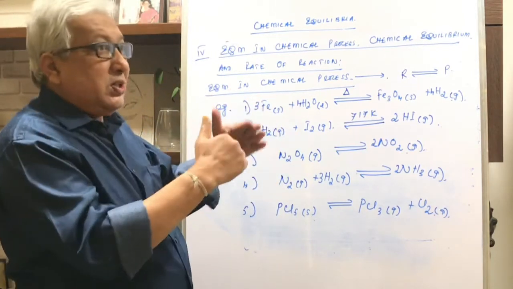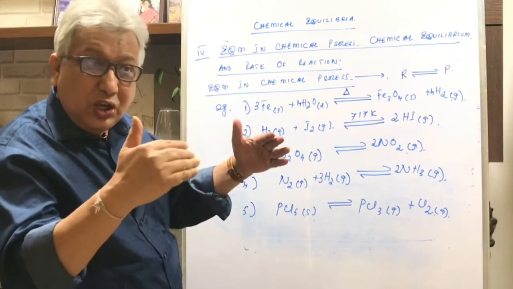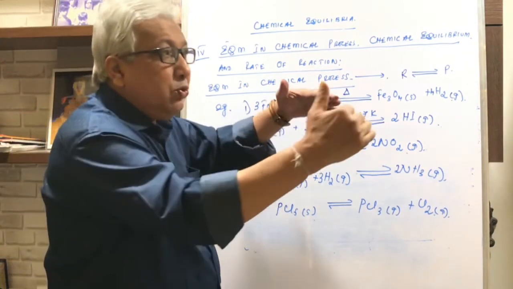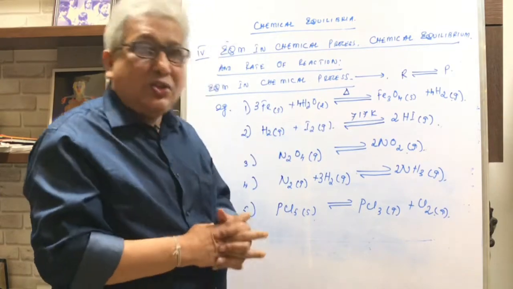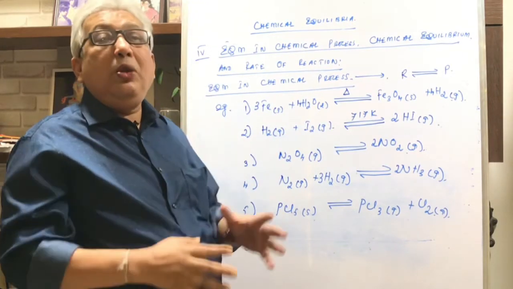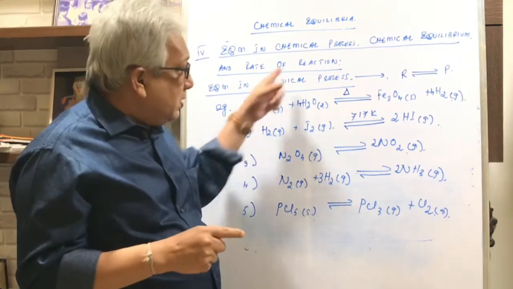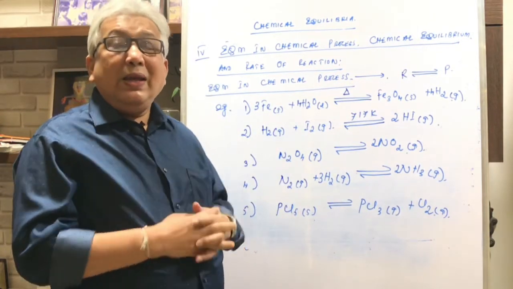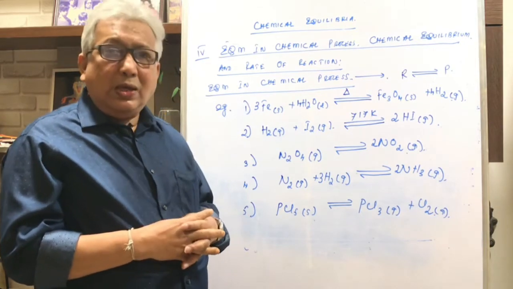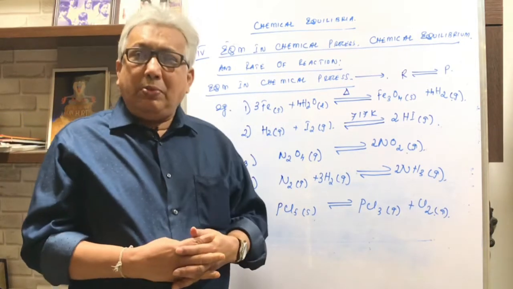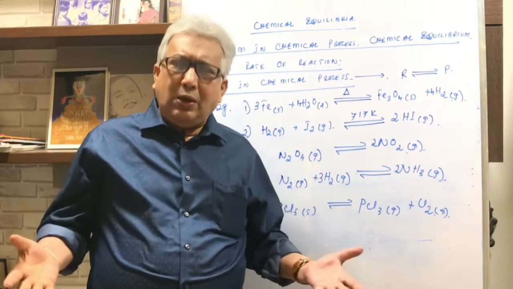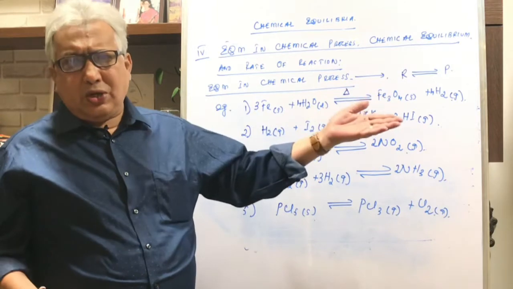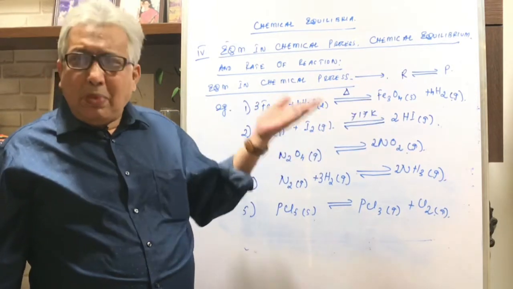And when such a stage comes, that the rate of forward reaction will be equal to the rate of backward reaction, at that stage we say the equilibrium is achieved. Since we are dealing with a chemical reaction, that equilibrium will be called chemical equilibrium. Hence, if somebody asks you in simple language, you will say chemical equilibrium is the state of the reaction when the rate of forward reaction is equal to the rate of backward reaction.